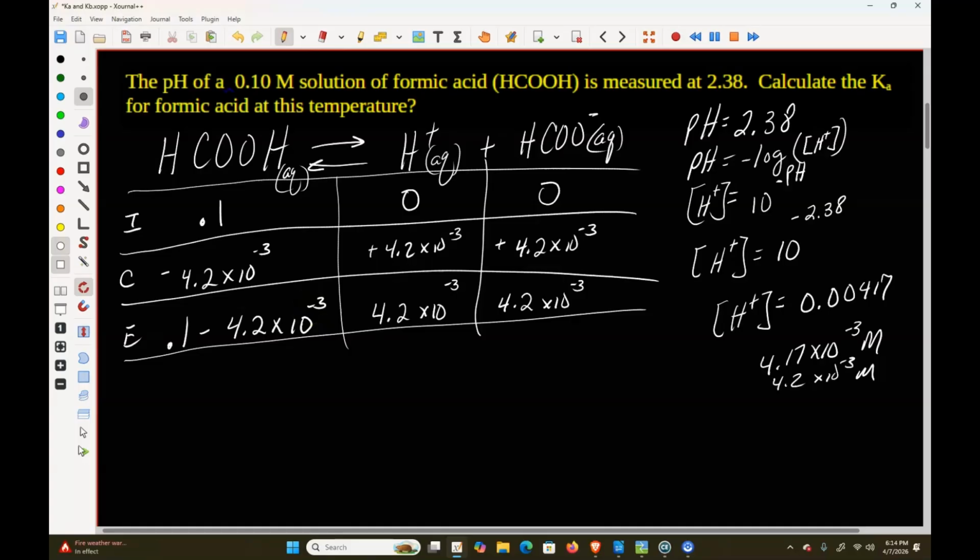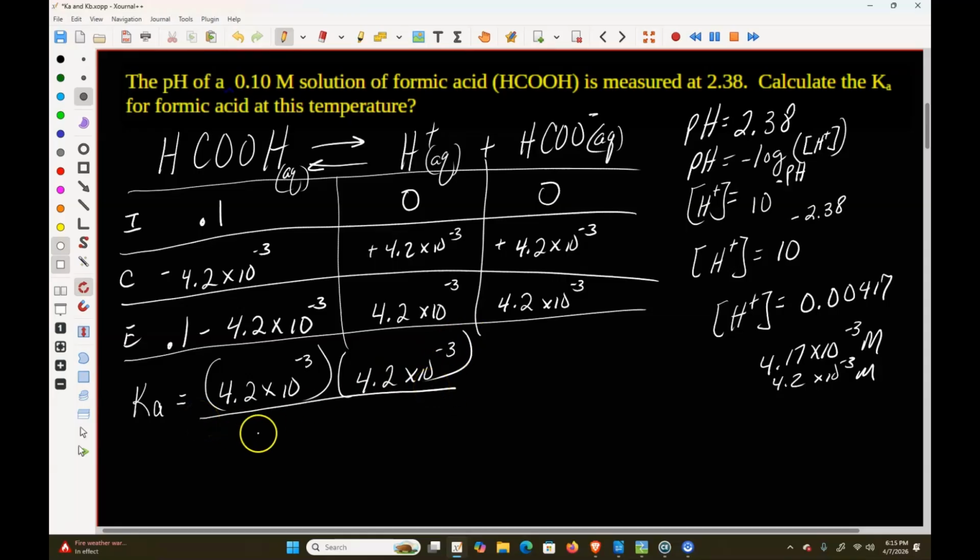So let's set this up as a Ka equation then. Ka is going to equal 4.2 times 10 to the negative third. That's the H plus. The formate ion will also be 4.2 times 10 to the negative third. And the acid concentration will be 0.1 minus 4.2 times 10 to the negative third.